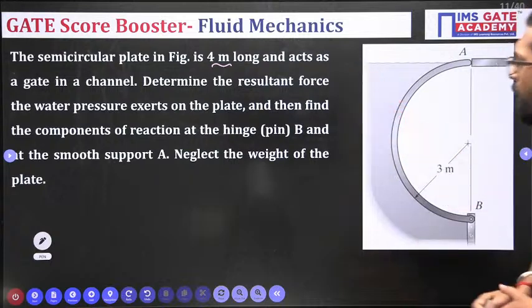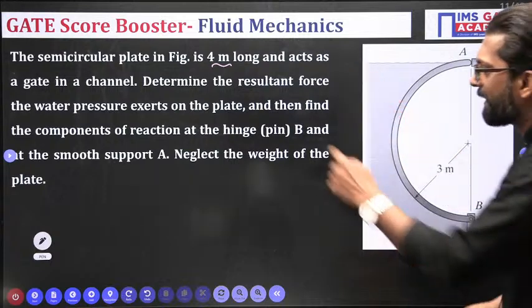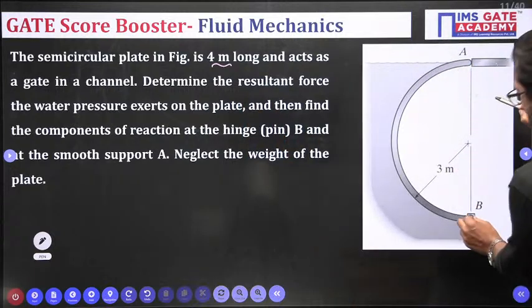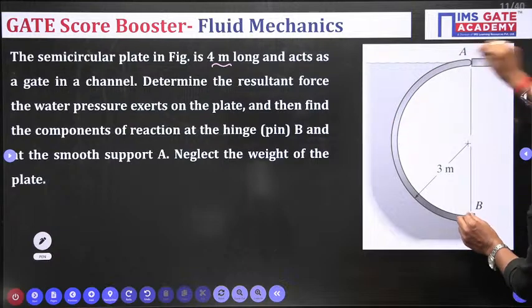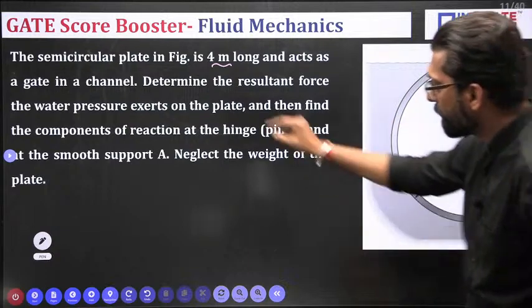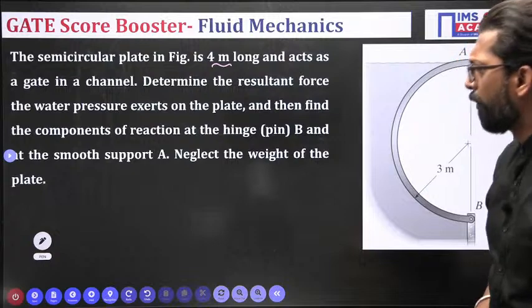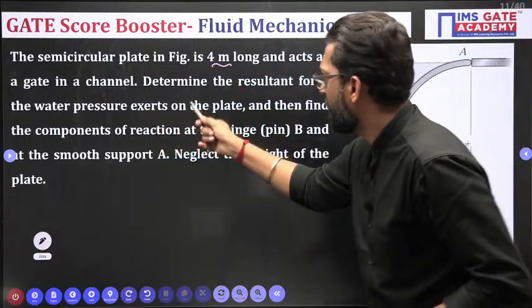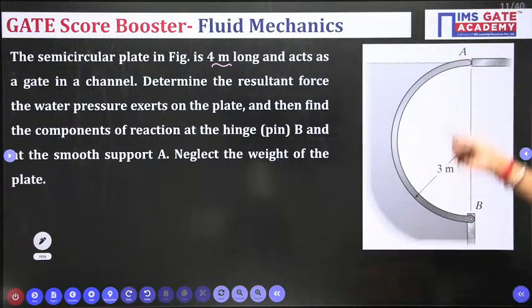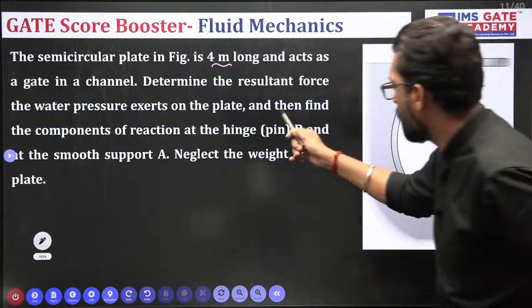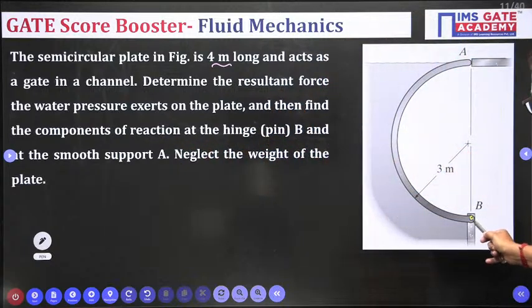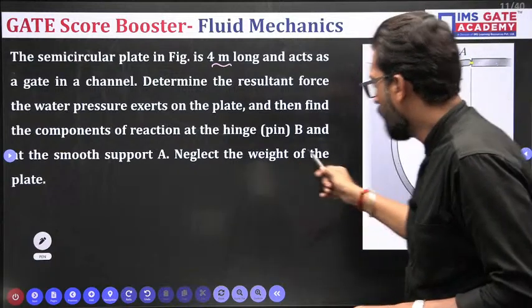A 4 meter long plate acts as a gate in a channel. That means it acts as a gate, so at this point it may be open, it may be closed like that. Determine the resultant force the water pressure exerts on the plate, that is the first question, and the second one, then find the components of the reaction at the hinge and at the support. Three questions. Neglect the weight of the plate.